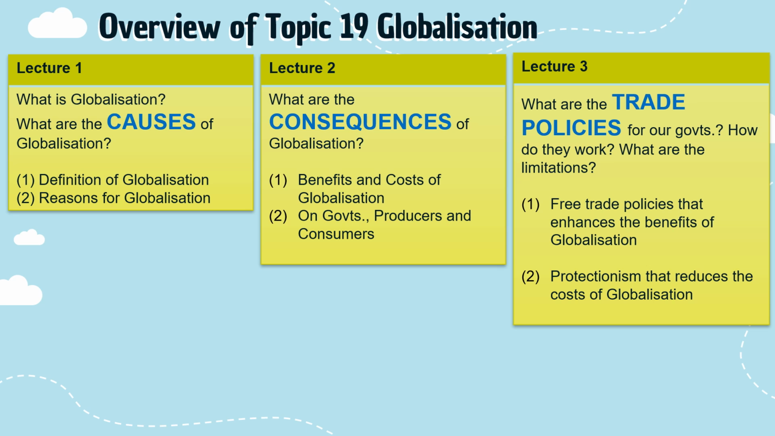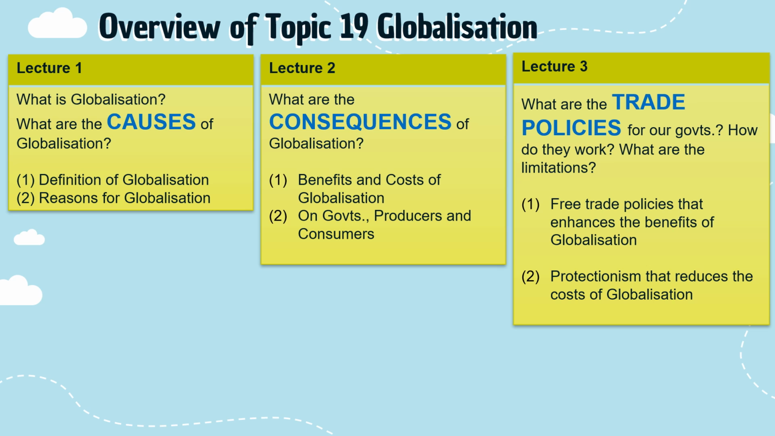As with every macro goal or objective, we always take a very balanced view on looking at the benefits and costs. It is the same for globalization. We will explore the benefits and the costs of globalization. And what is interesting about this topic is we will not just look at the impact on the governments in terms of its macro goals. We will also look at the impact on producers and consumers.